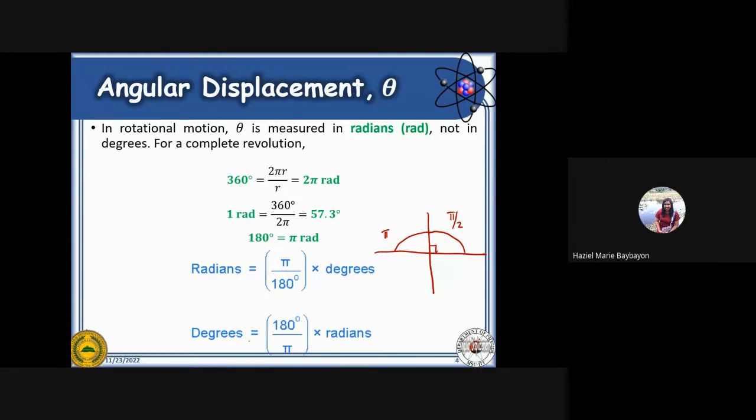And then, for example, you want to convert radians to degrees, then you have to use this equation. So take note of kung asa dapat nimo ibutang ang degrees o ang radians para mag-cancel out, no? Okay. So please take note of these conversion equations.